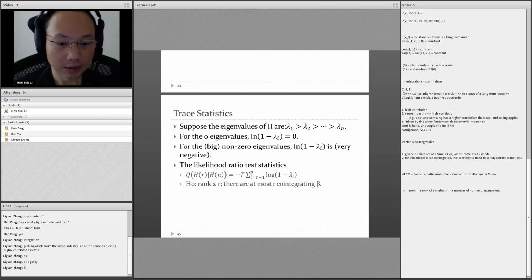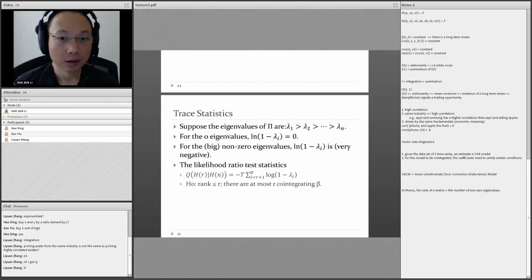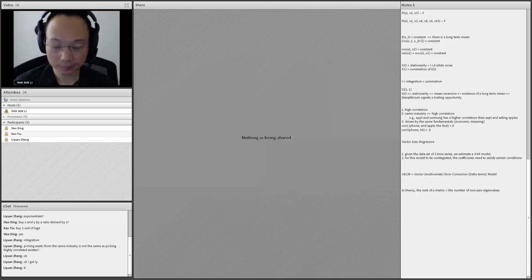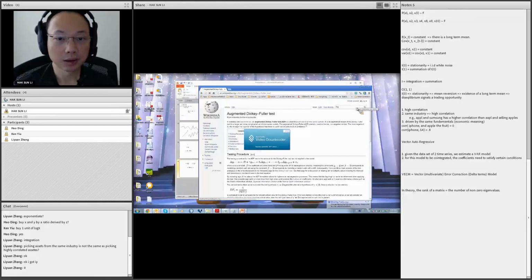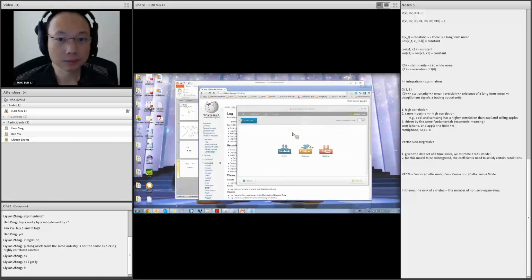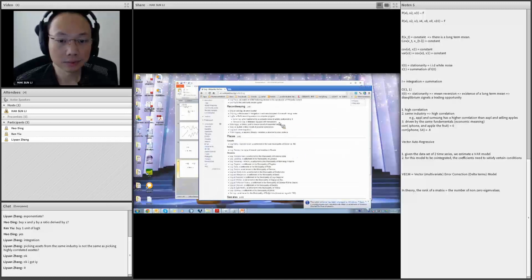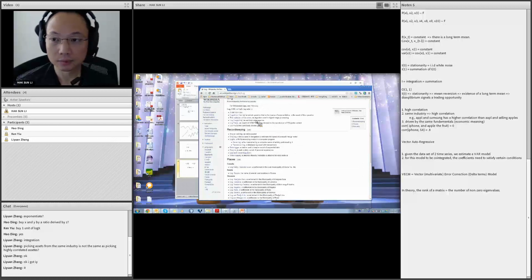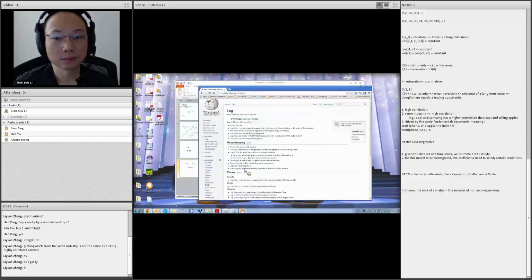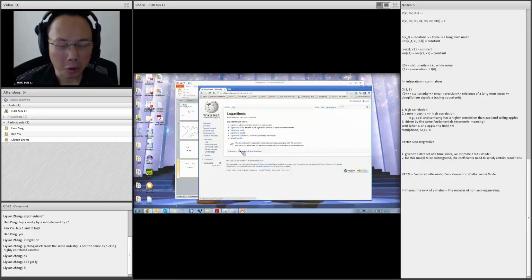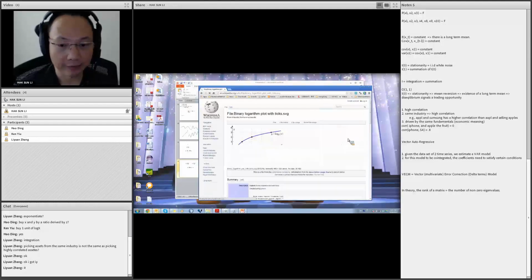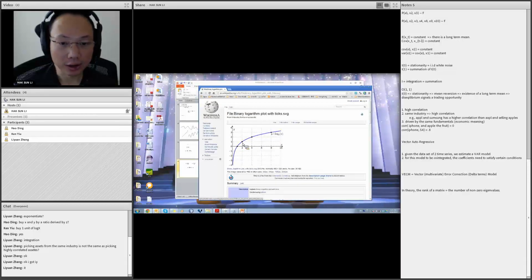Remember the log function? I'll show you. Okay, so you see this is the log function. Now the key is that log 1 equals 0. But when it approaches 0, it goes to minus infinity very quickly.